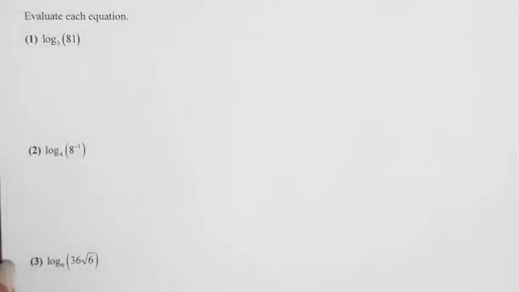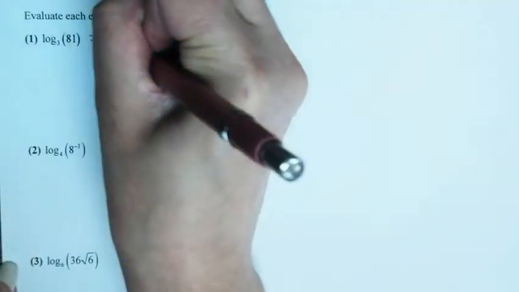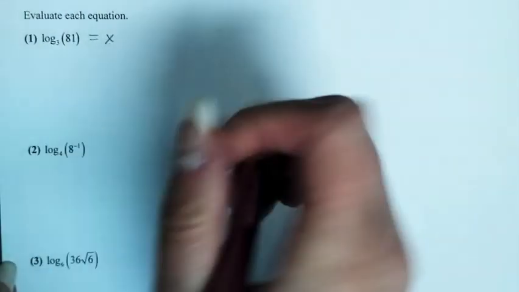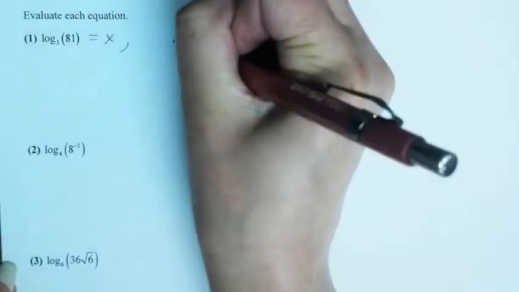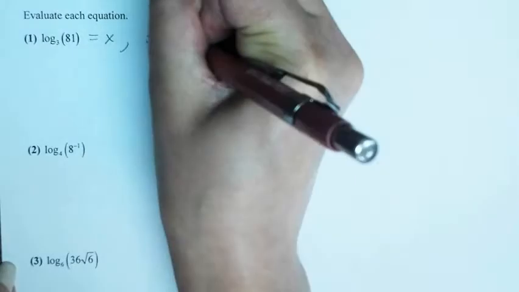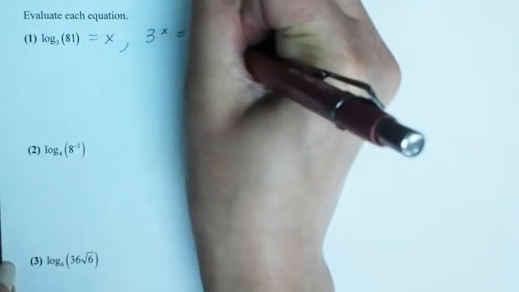Now we're going to evaluate each equation. We have log base 3 of 81. So what are we going to do? I'm going to equalize this to x. Clearly this is in logarithmic form, so I want to pass it into exponential form. In exponential form this is 3 to the power of x, and this is equal to 81.